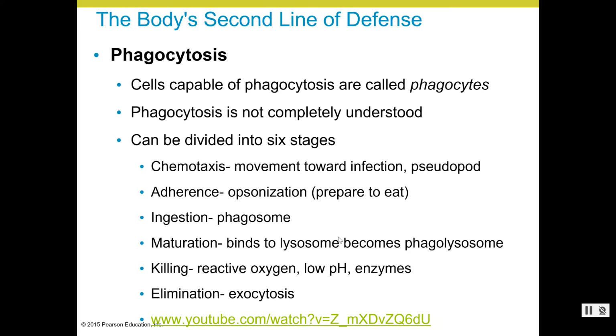The lysosome is something the cell makes, and it has all of these different chemicals in it. These chemicals will kill bacteria. Might be enzymes, might be reactive forms of oxygen, or other things that will kill bacteria.